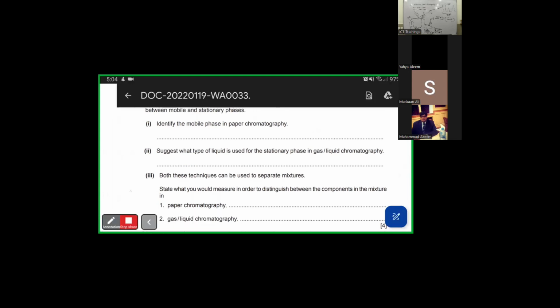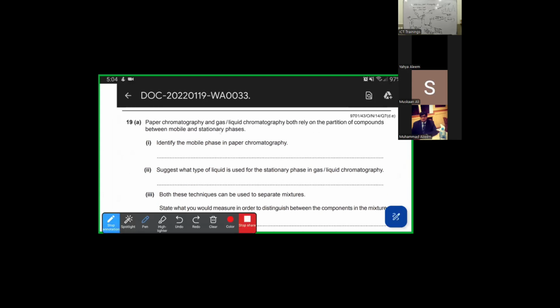Question number 19A, he is asking you: paper chromatography and GLC both rely on the partition of compound between mobile phase and stationary phase. Identify the mobile phase in paper chromatography. Any solvent, okay? The solvent, the liquid you use. Suggest what type of liquid is used for the stationary phase in gas liquid chromatography. I told you the stationary phase uses some non-volatile oil.